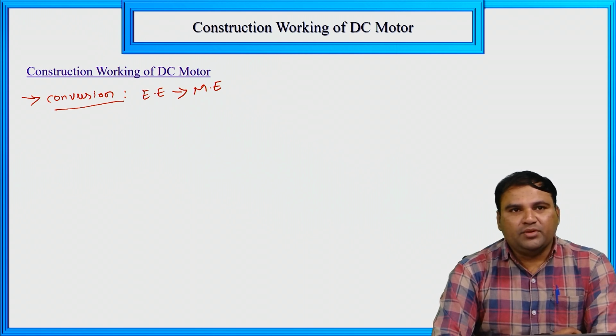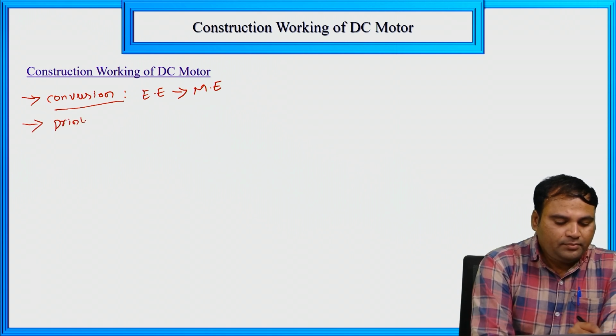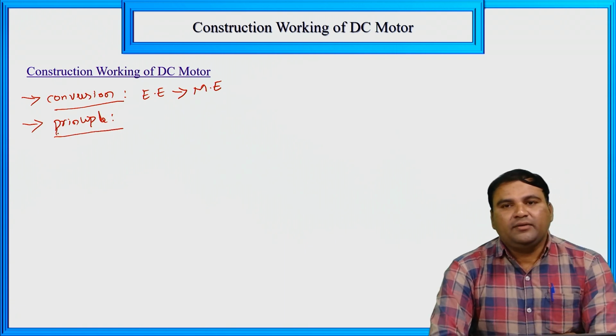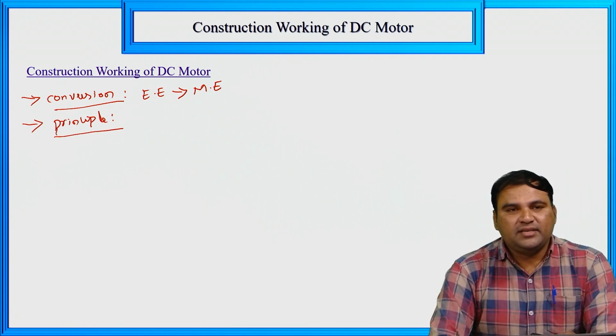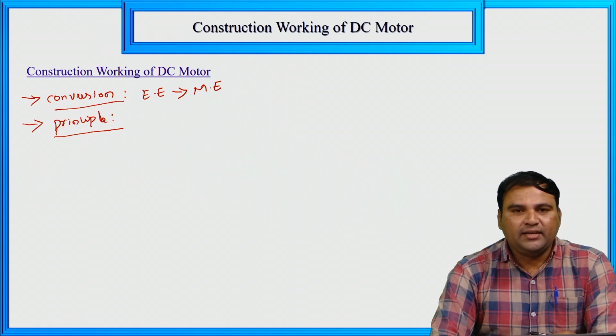And the principle, so what is the principle of DC motor? When a current carrying conductor is placed in a magnetic field, a mechanical force is experienced by the conductor, according to Fleming's left hand rule. That is the principle of DC motor.